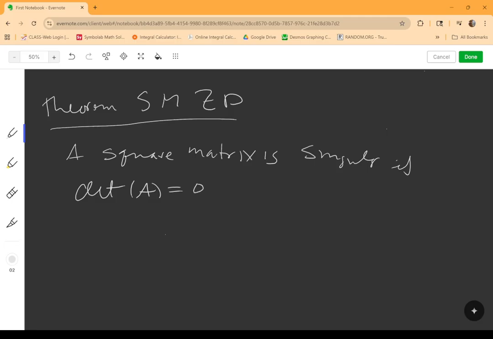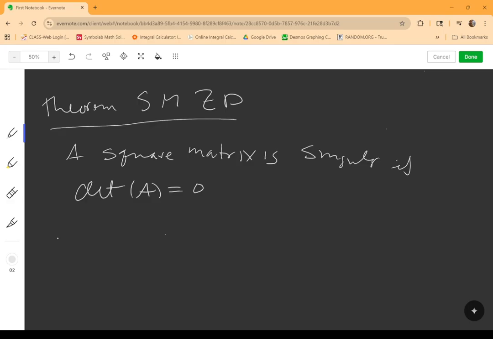Now, we won't go through the proof itself, but here is why that has to be the case. If we think of a matrix being non-singular, the determinant is non-zero if the matrix is non-singular. If the determinant is non-zero, then the matrix is non-singular, and a square matrix is singular if the determinant of A is 0.